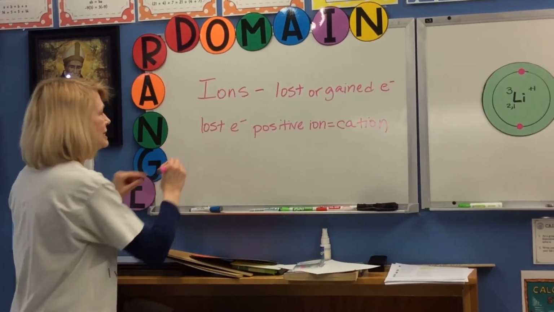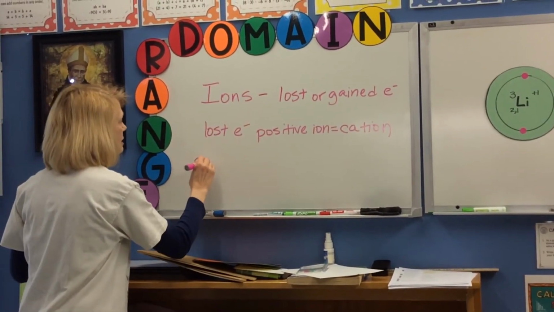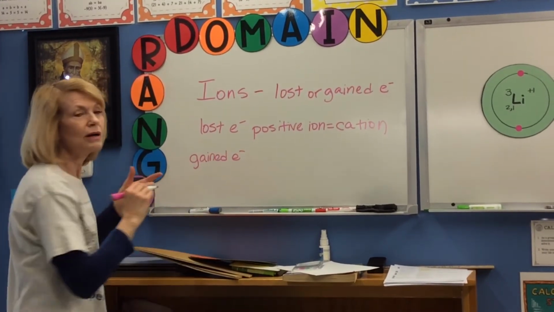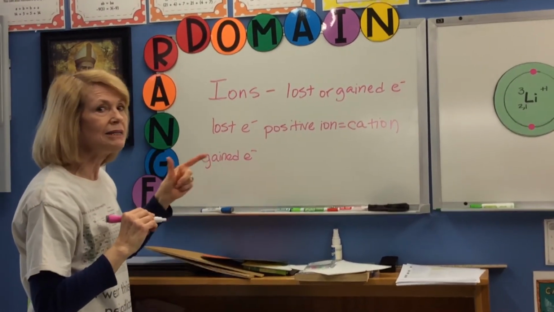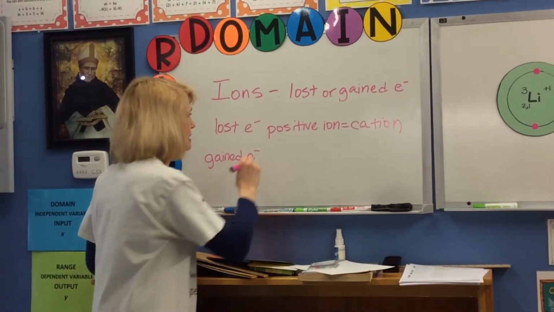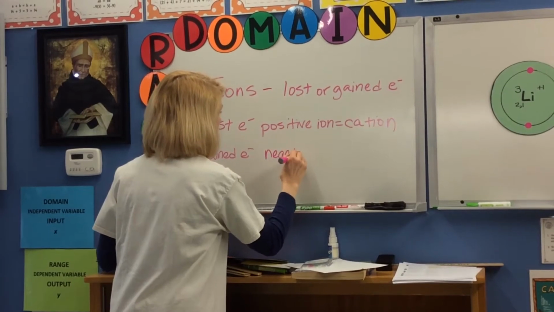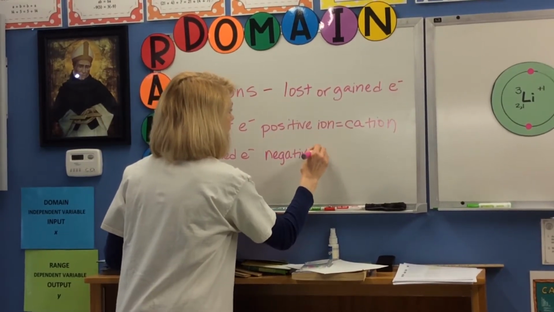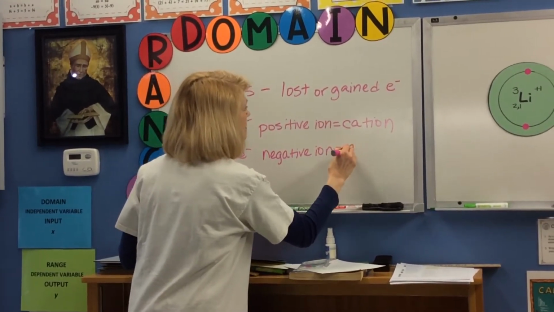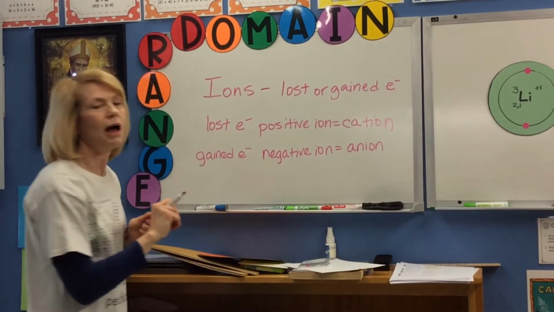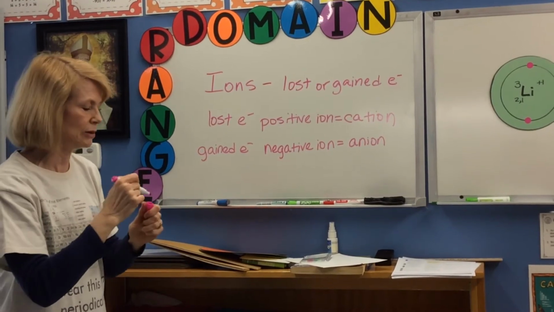An atom that has gained electrons, since electrons are negative, if an atom gains electrons, it becomes negative. A negative ion, and the fancy name for negative ions is anion. We'll just say positive and negative. That just makes it easier, I think.